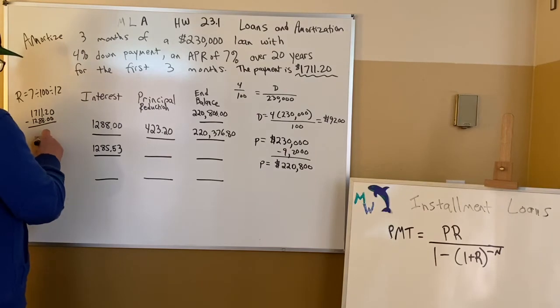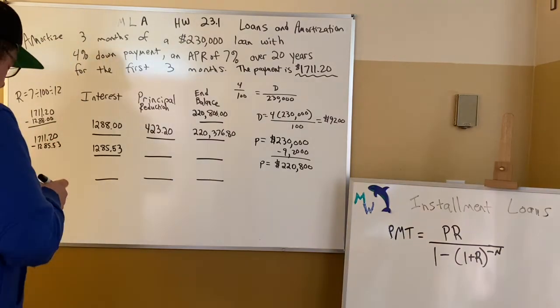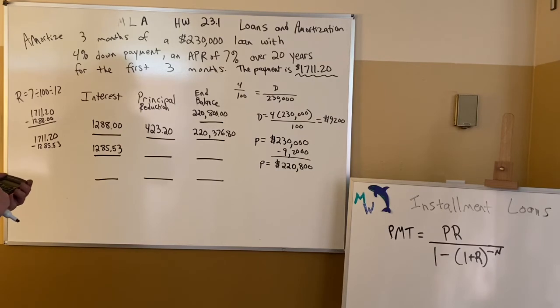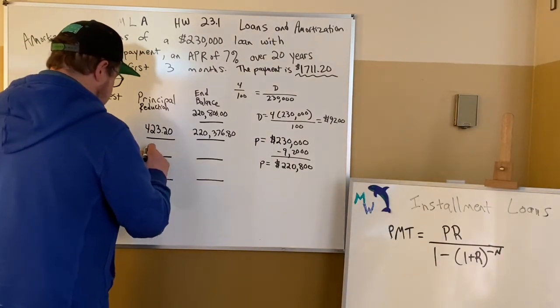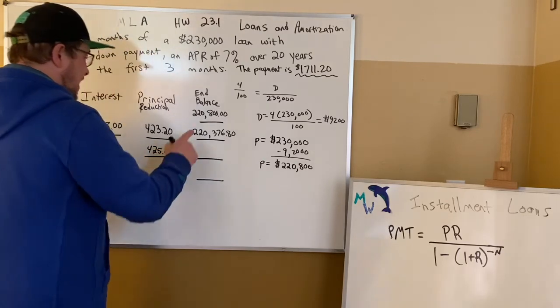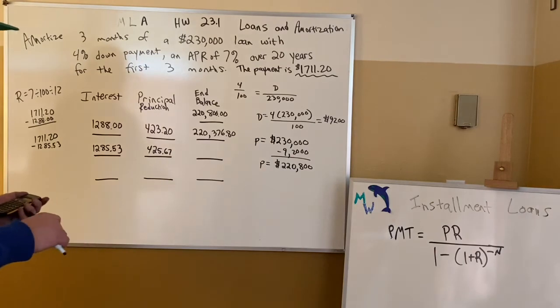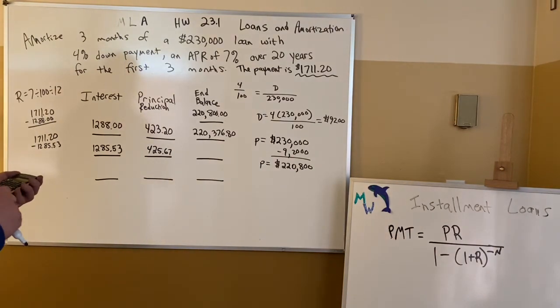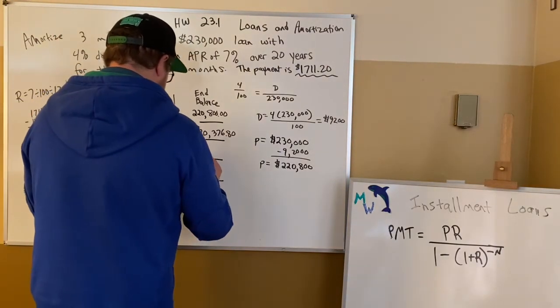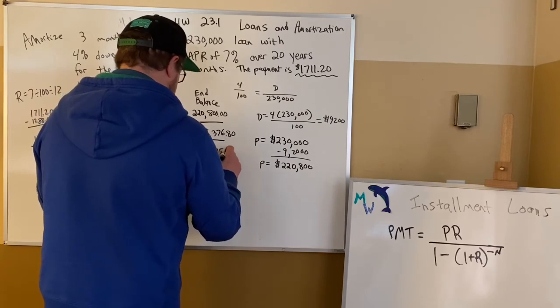So I'm going to take my 1711.20 that I pay every month, and subtract 1285.53. 1711.20 minus 1285.53 equals 425.67. That is going to come off of this previous month's ending balance, 220,376.80, which equals 219,951.13.